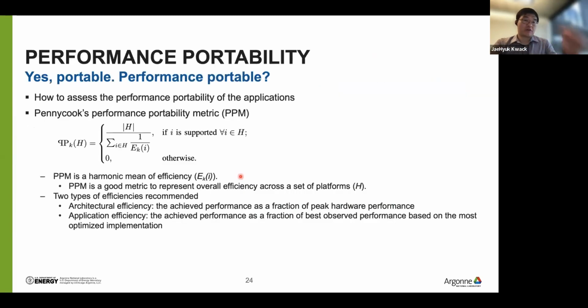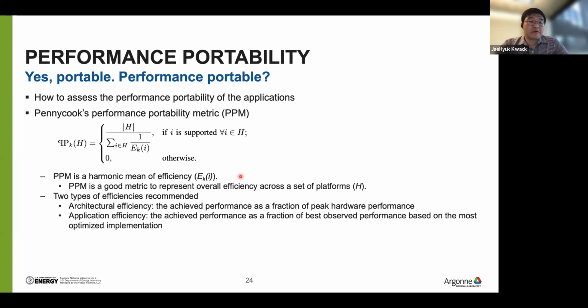And then we moved on to the performance portability evaluation. So there are several ways to measure performance portability. In this study, we picked John Pennycook's performance portability metric, PPM. PPM is a harmonic mean of efficiency. So PPM is a good metric to represent overall efficiency across the set of platforms, in this case, Intel, AMD, and NVIDIA GPU platforms.